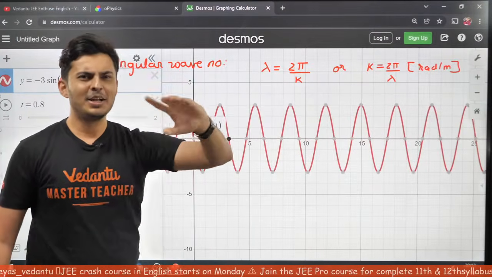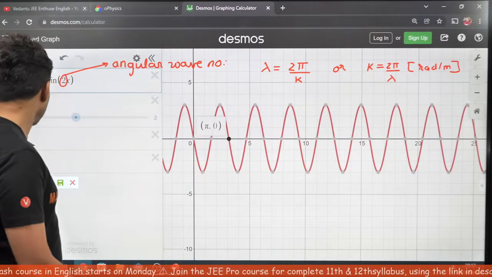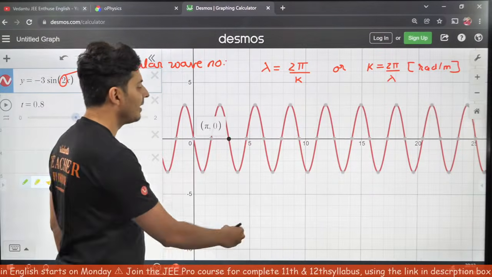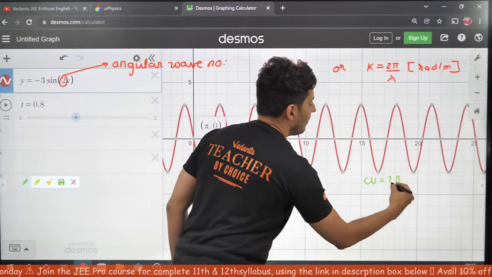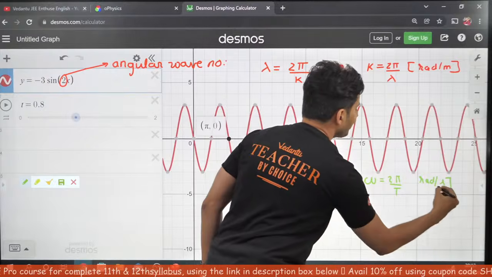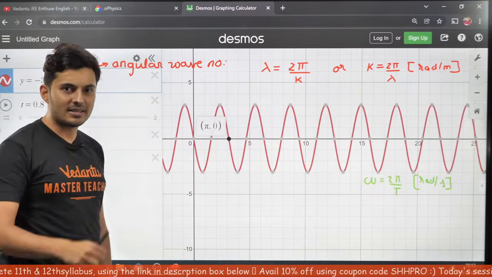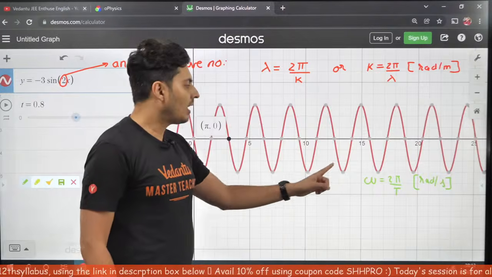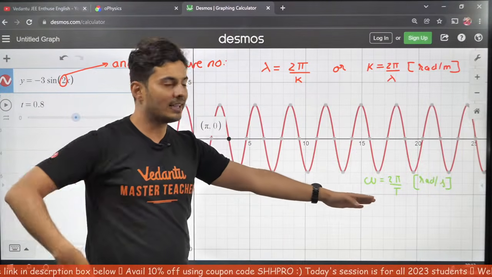Radian per meter. This is very similar to omega. I just gave you the formula for omega. What was omega, my warriors? Omega was 2 pi by T, radian per second. So now I have found out two important characteristics of a sine wave. Angular frequency, that is the rate at which it is going up and down in radians.